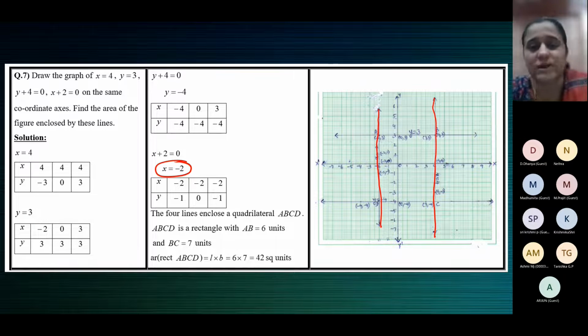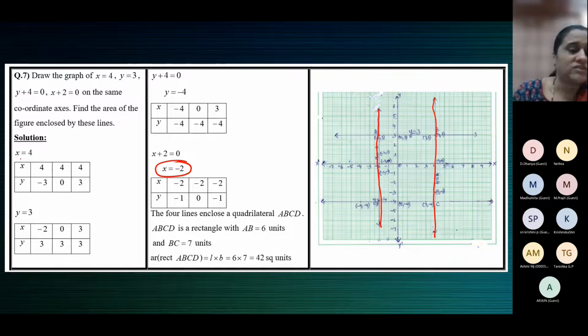So x is equal to minus 2 is a line parallel to the y-axis at a distance of 2 units to the left of the y-axis. Why left? Because negative 2. Why right? Positive 4. Negative means left side. Positive means right side. X is equal to means parallel to the y-axis.